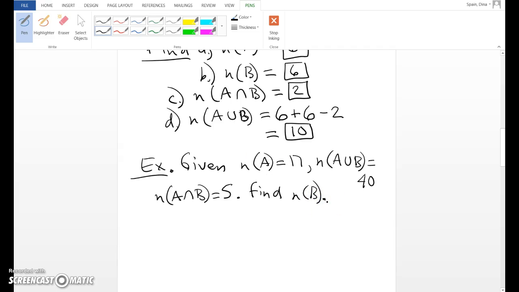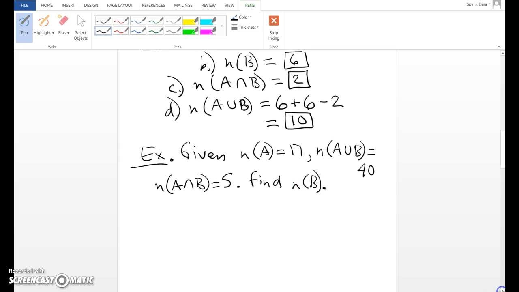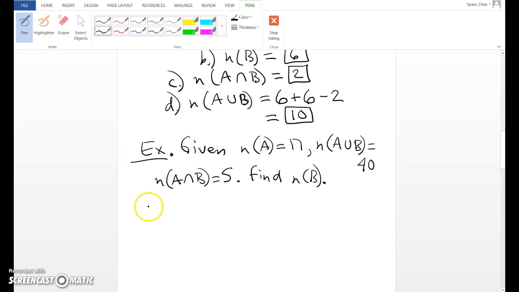Alright, we're given everything else. I've got the number that's in A, I've got the number that's in my union, and the number that's in my intersection. So I'm looking for the number of elements in set B. I am going to write out this inclusion-exclusion principle. Here's my solution right here. That inclusion-exclusion principle says the number that's in the union is equal to the number that's in A plus the number of elements in set B minus the number that's in the intersection.